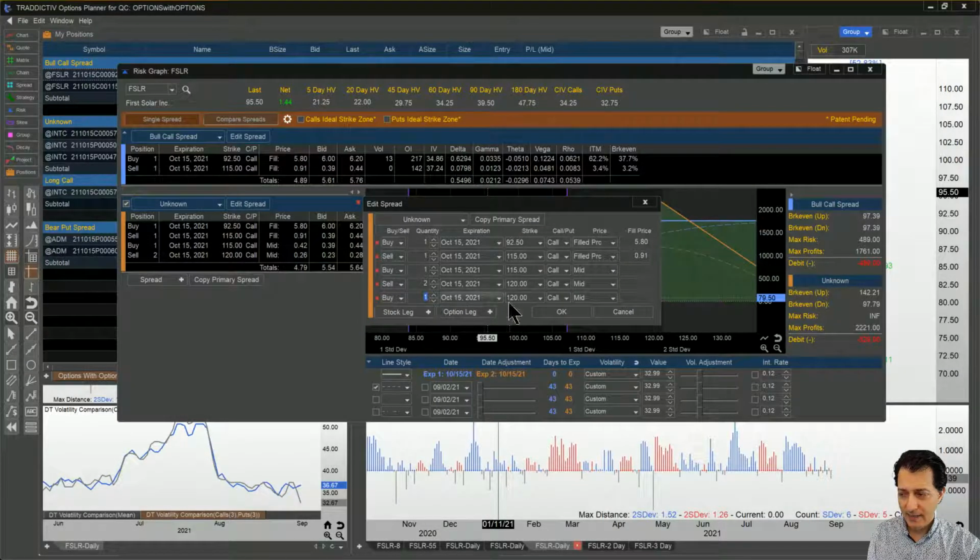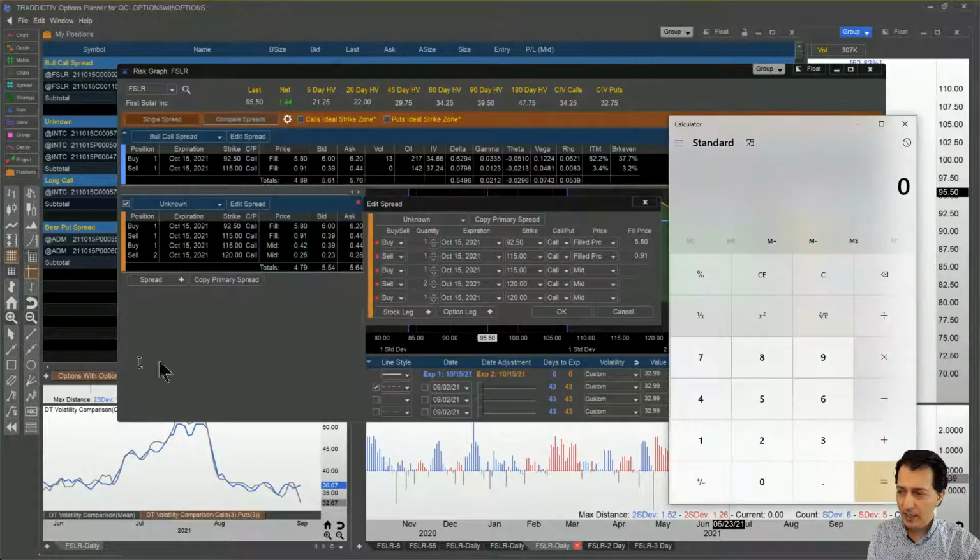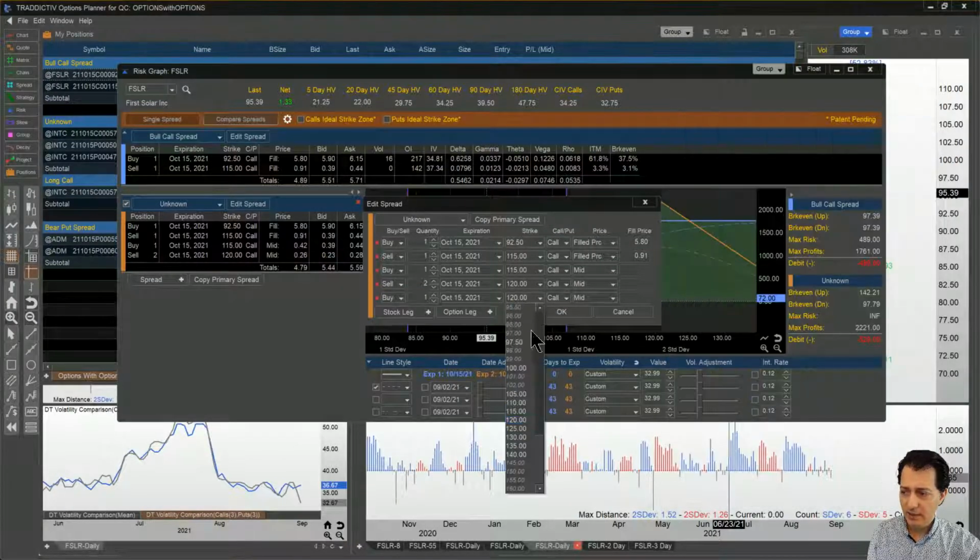Typically what you want to do is look at the distance between 120 and 92 and a half. That distance is 27.5, so you add that on top of 120, and that would put you at 147, which probably is going to be 150. So let's take a look. No, there is no 150, so 140 is the furthest strike available.